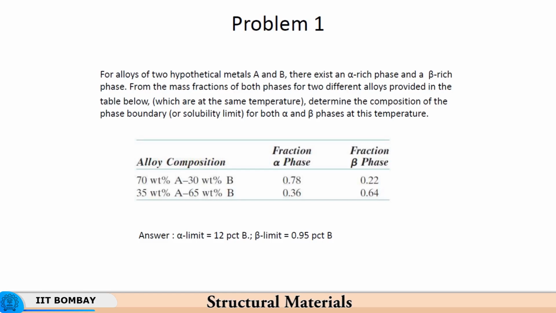Now, the question is we need to find out the composition of the phase boundary or solubility limit for alpha and beta phases at this temperature. So what it means is that in the phase diagram, what is the solubility limit, till what point, what is the maximum amount that can be dissolved, that is, how much of A can be dissolved in B and how much of B can be dissolved in A.